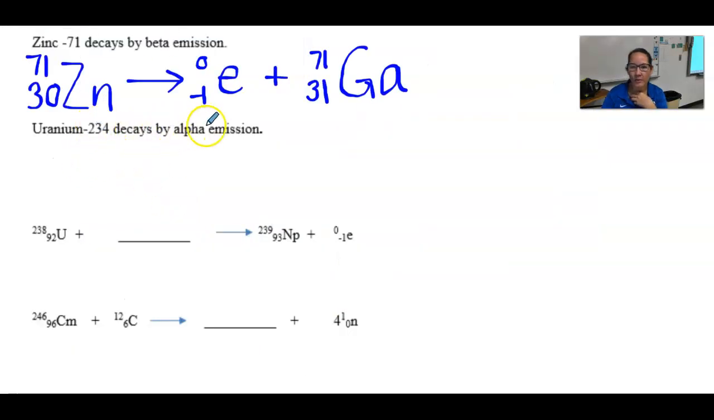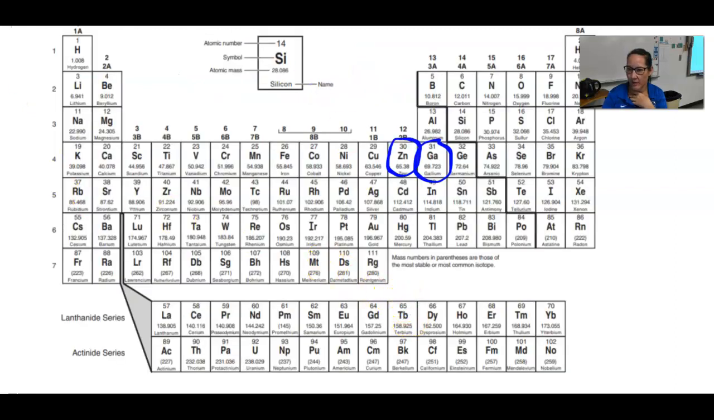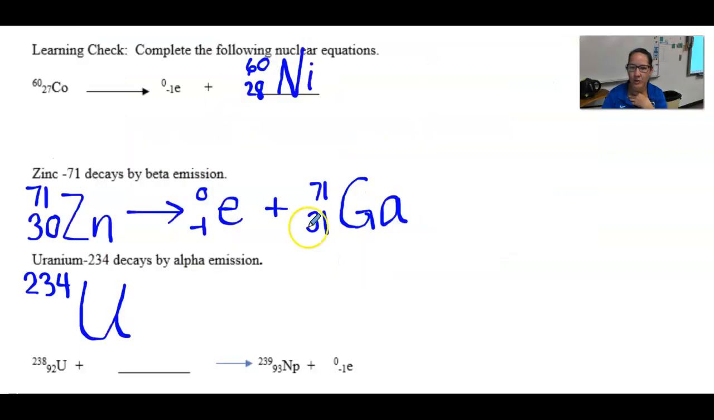Okay, uranium-234 decays by alpha emission. So I'm going to put the symbol for uranium, which is U. Its mass at the top left corner, 234. And then I'm going to go find uranium on the periodic table. It is down here at the bottom. There's uranium. It has an atomic number of 92.